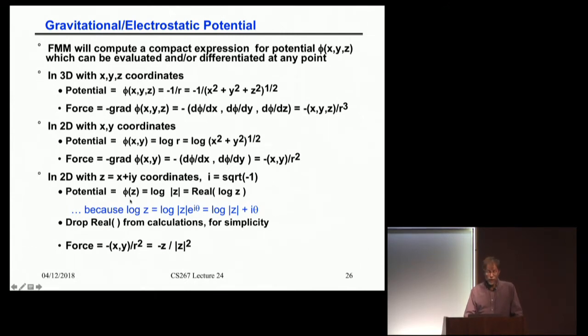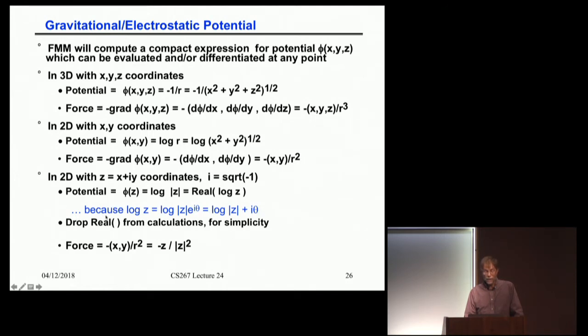Now, what's the potential? It's still log of r. What's r? It's the absolute value of that complex number. And that's just the real part of the log. And this is going to make my algebra even simpler, because if you remember polar coordinates, z can be written as its length times e to the i theta. When I take its log, I get log r plus i theta.